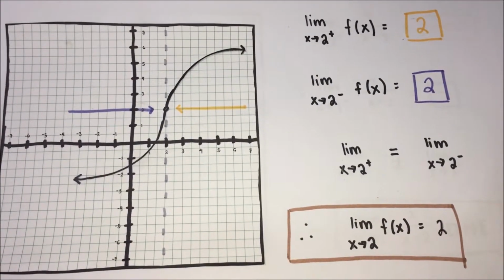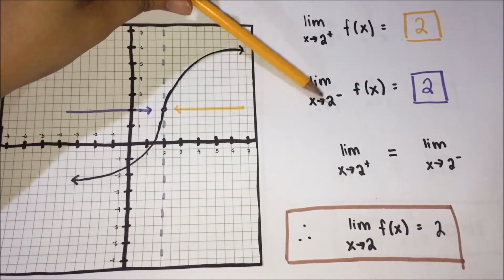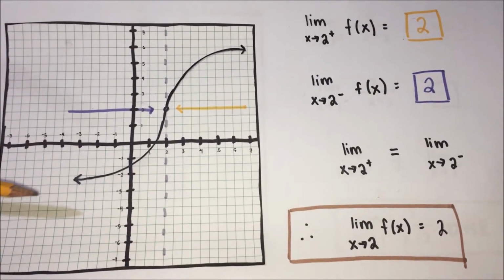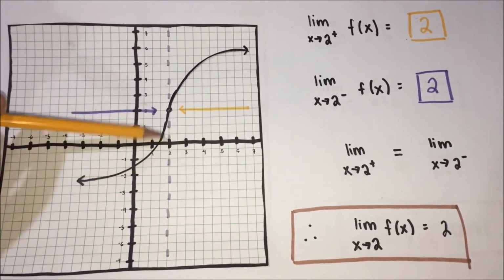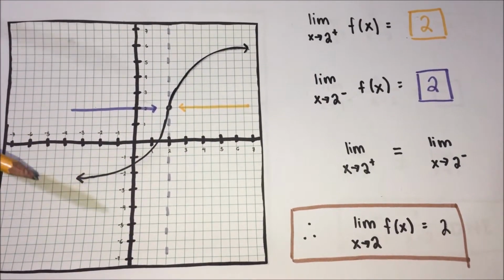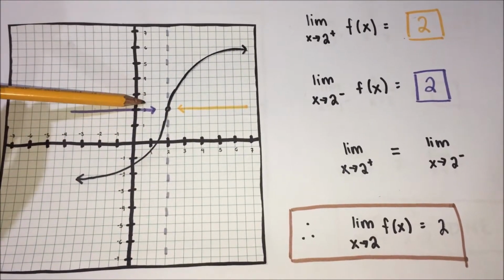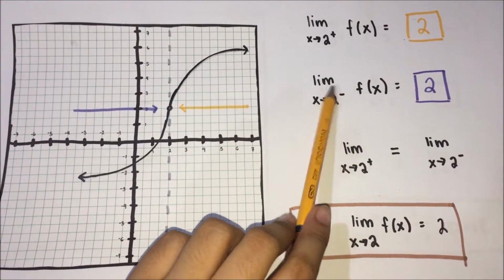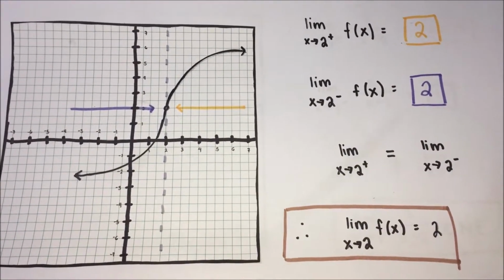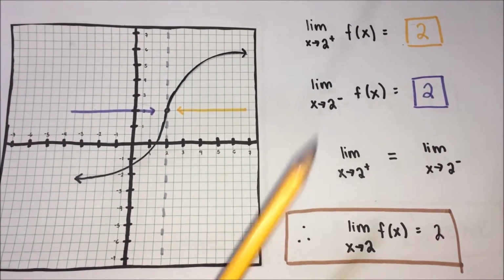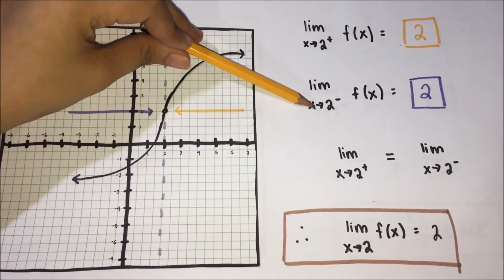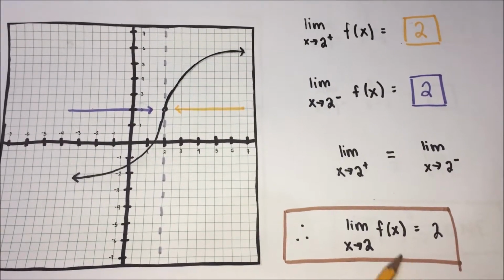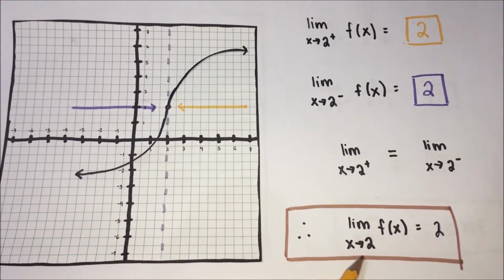Then, let us identify the limit of f of x as x approaches 2 from the negative side. We can see here that as we approach the x value of 2 from the negative side, the y value is also 2. Therefore, the limit of f of x as x approaches 2 from the negative side is also 2. When the limit of f of x from the positive side and the negative side is equal, the equal value is the limit of the given function as x approaches 2.